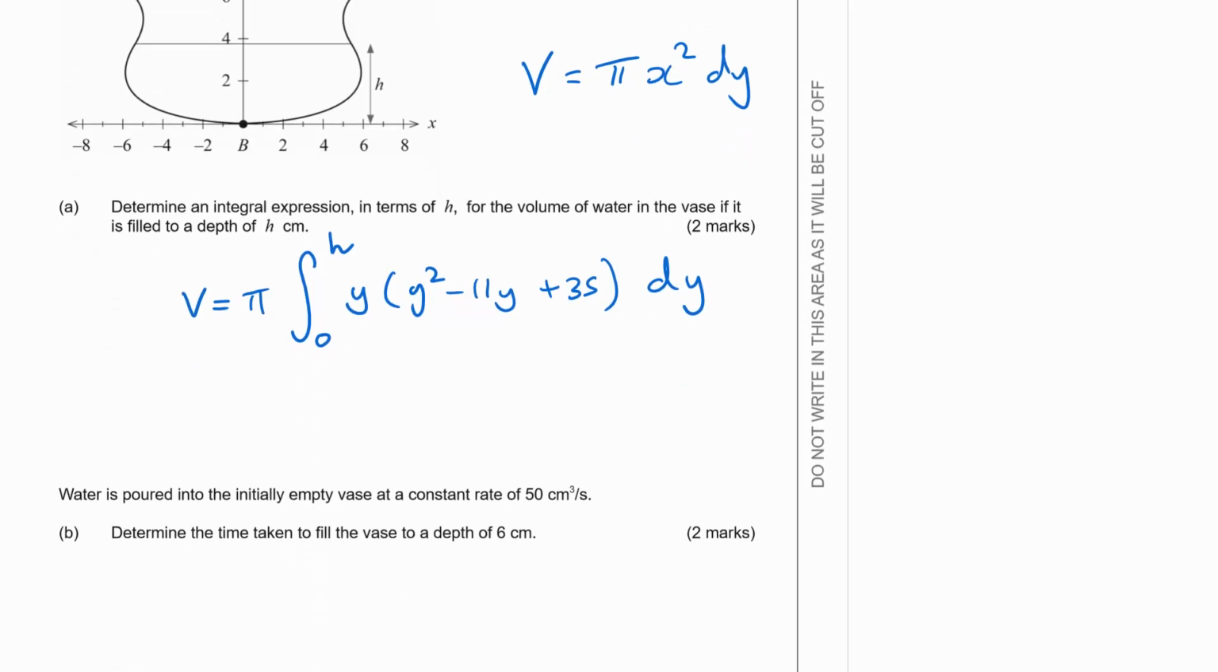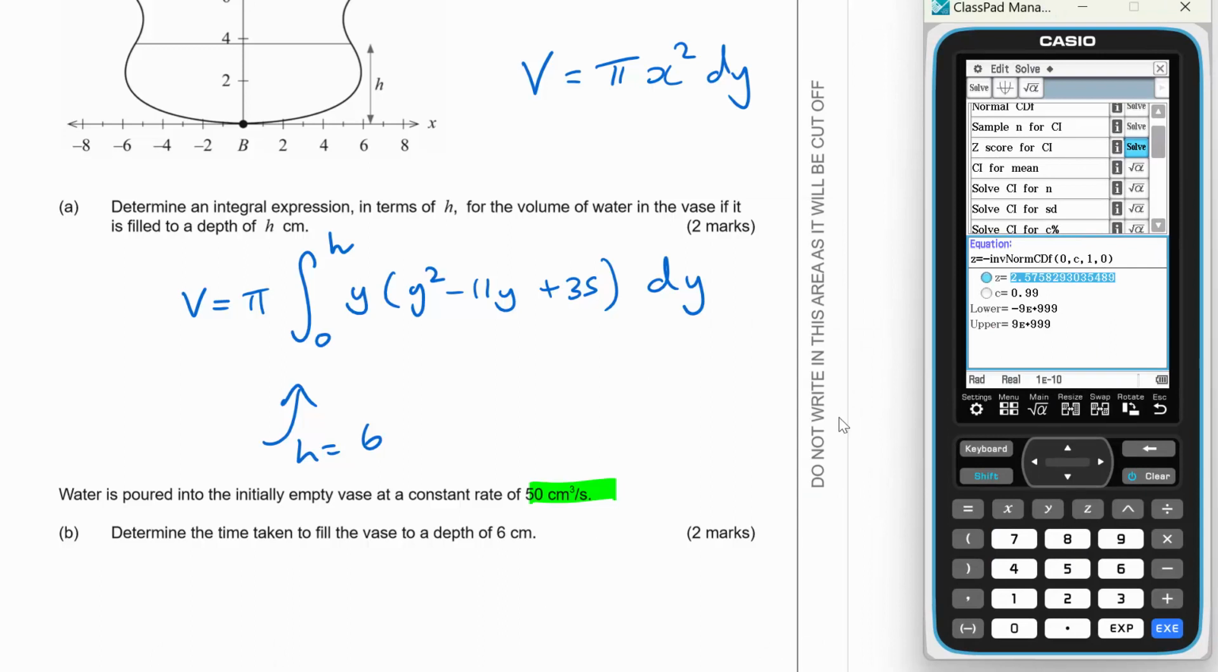Water is poured into the initially empty vase at a constant rate of 50 cubic centimetres per second. Determine the time taken to fill the vase to a depth of 6 centimetres. So in this above integral, we're talking about h being equal to 6. So we can just do that integral on the calculator. So this time I will grab the calculator and we'll just do it.